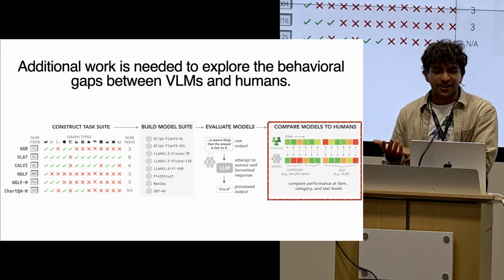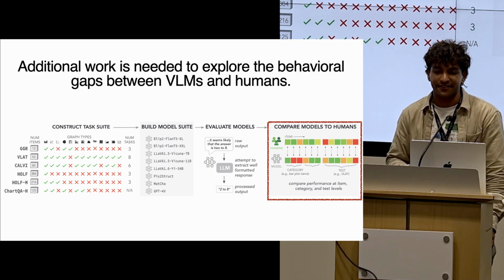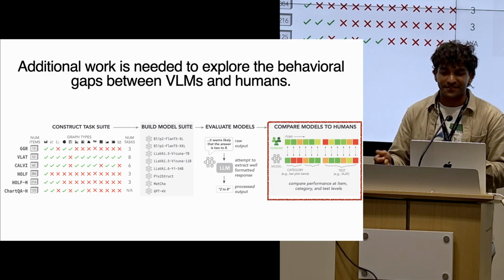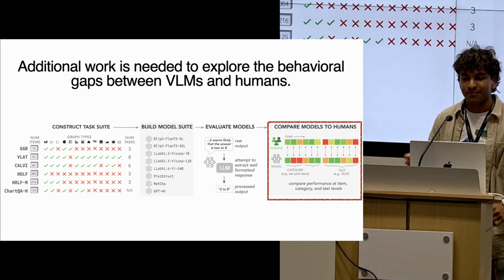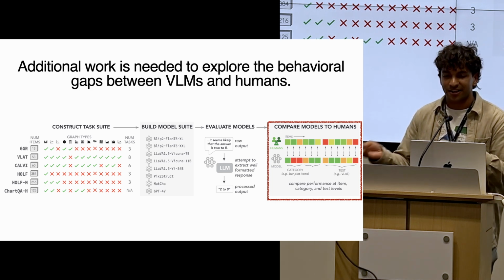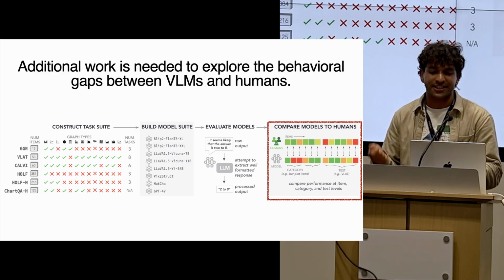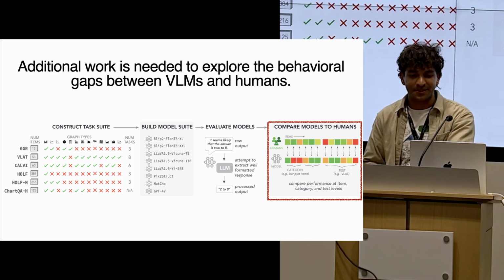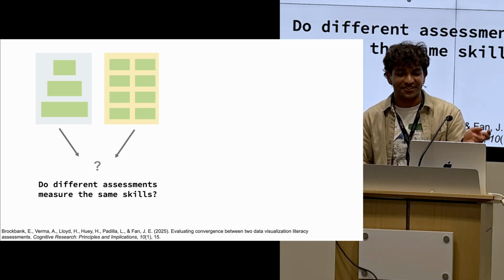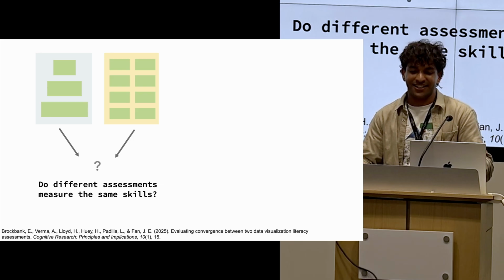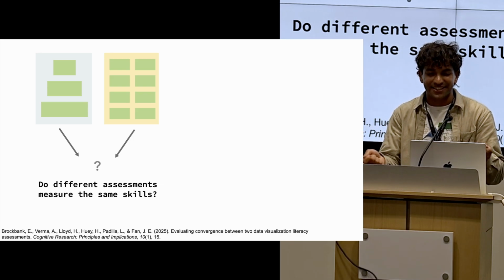So to recap, our work introduces a suite of 6 assessments and uses them to evaluate if recently developed vision language models behave similarly to human participants. And while vision language models show some promise of assisting with the development of cognitive models of data visualization understanding, additional work is really needed in order to explore the behavioral gaps between VLMs and humans. And one direction here is to create better measures of data visualization literacy, which evaluate a diverse range of skills. So to do so, we first need to understand what skills different assessments even measure.